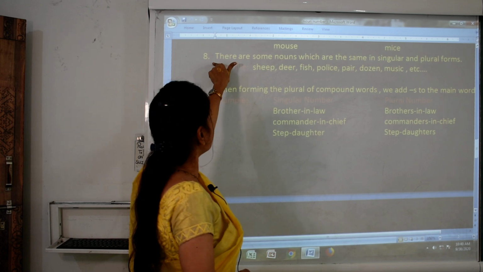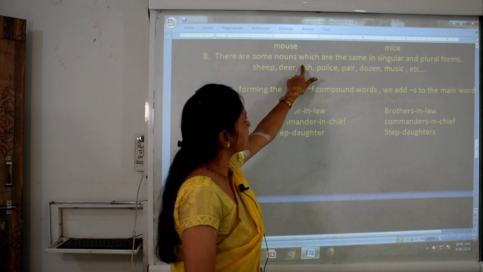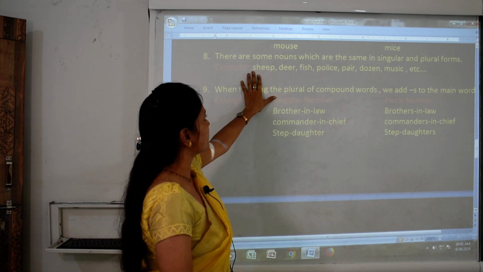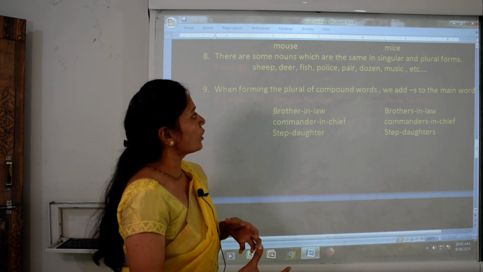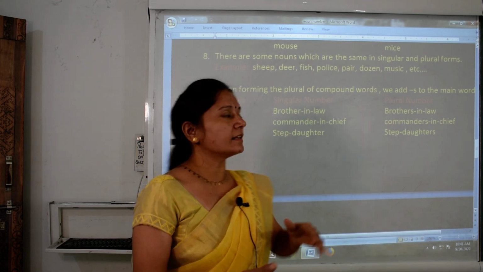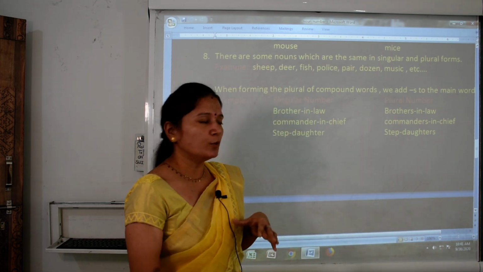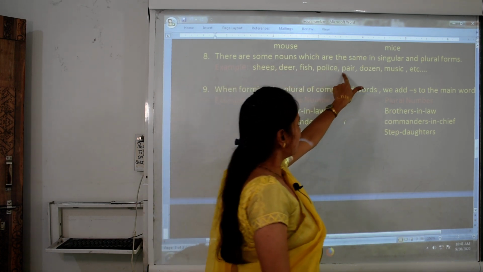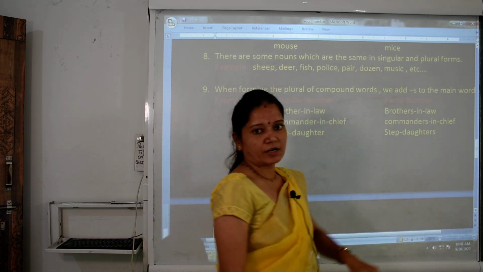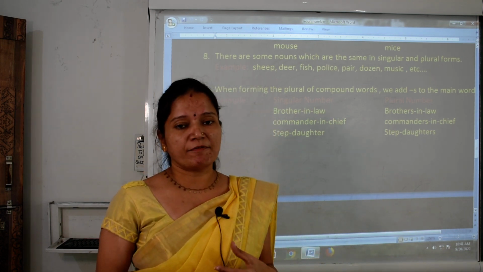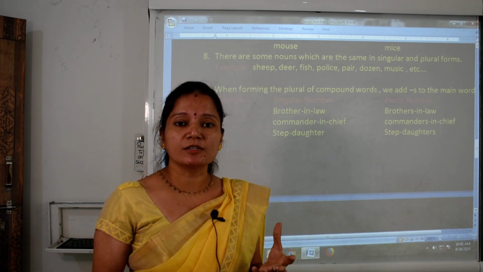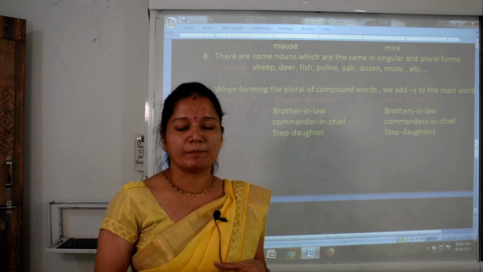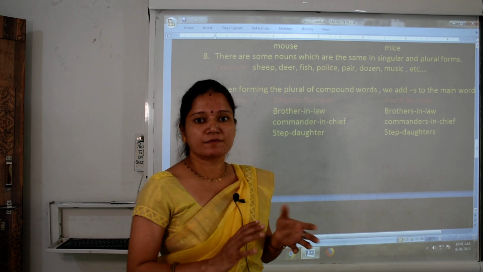Now let's see rule number 8. There are some nouns which are the same in singular and plural forms. Please keep these words in your mind, students. These are the words that will not follow any rules, and they are the same in both singular and plural. So sheep, deer, fish, police, pair, dozen, music, etc. If one fish is there, we say fish, but if many fish are there, we cannot say fishes. We have to say many fish. We will not add S or ES with them.